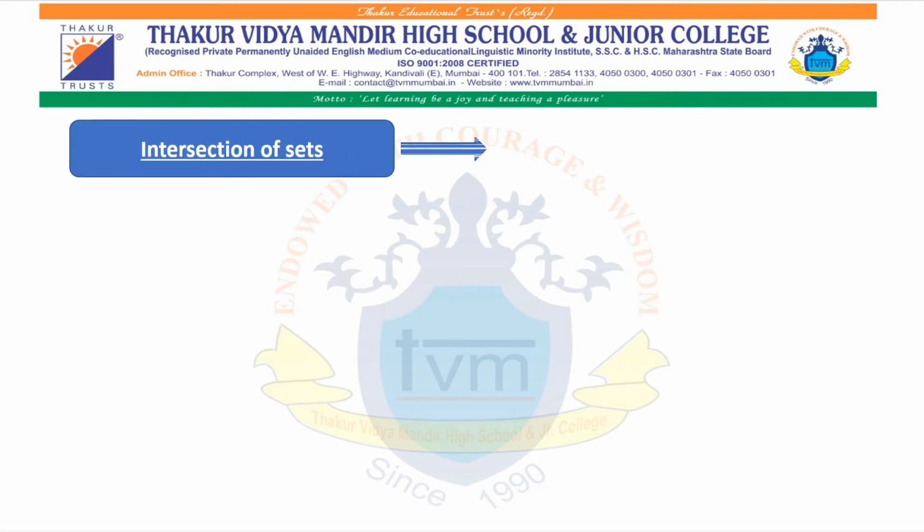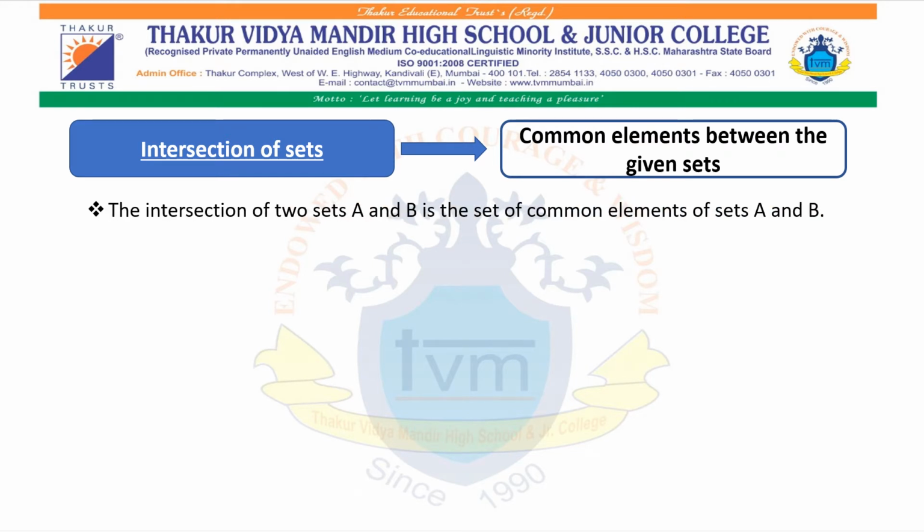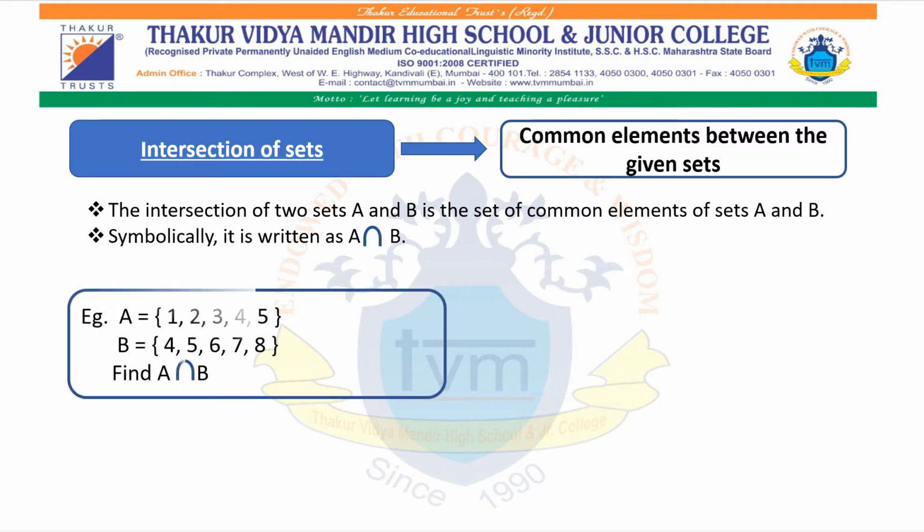Intersection of set. What is intersection of set? Common elements between the given sets is said to be an intersection of sets. The intersection of set A and B is the set of common elements in set A and B. Symbolically, it can be written as A intersection B. Let us see one example.